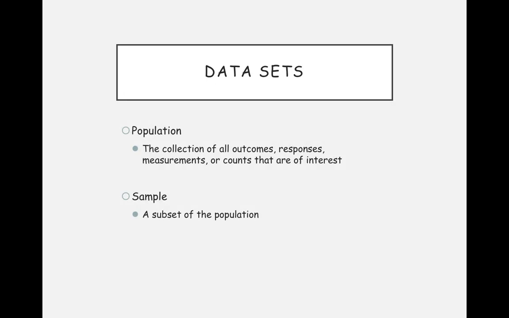So if we're still interested in SAT scores of high school students, maybe we don't measure every high school student. Maybe we take a selection of several hundred high school students. Those several hundred high school students would make up our sample. If our sample is collected in a statistically sound way, which we'll talk about later in the term, if we have a good representative sample, then we can make claims about our population from that sample group.